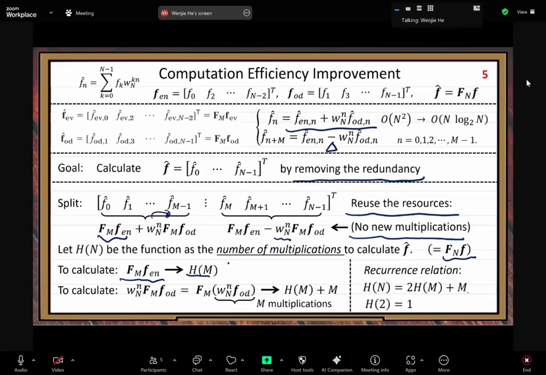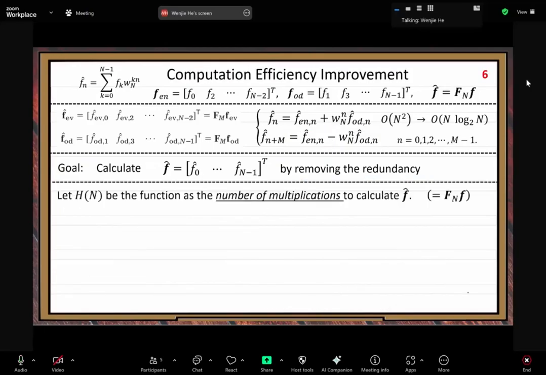And we have base cases. The base case, capital H of 2, where you have two numbers, the smallest vector, you need one multiplication, because you split in the middle. There you do one multiplication, and the rest is addition and subtraction. So you do one multiplication. Now, let us solve the recurrence relation.